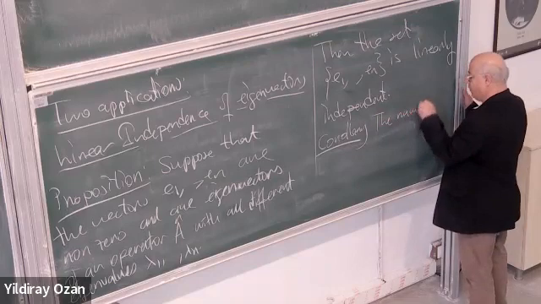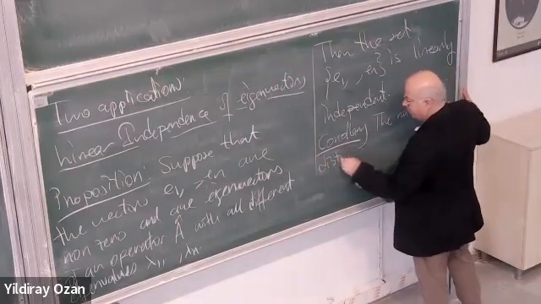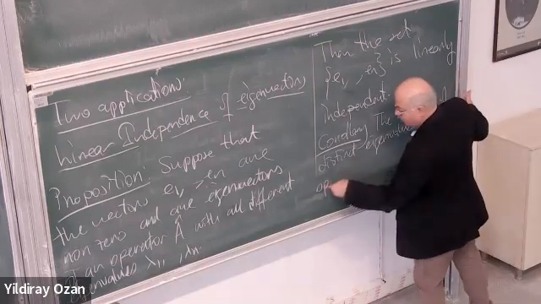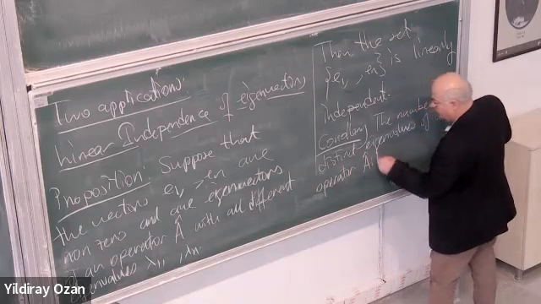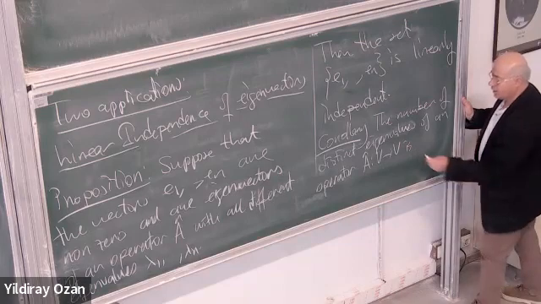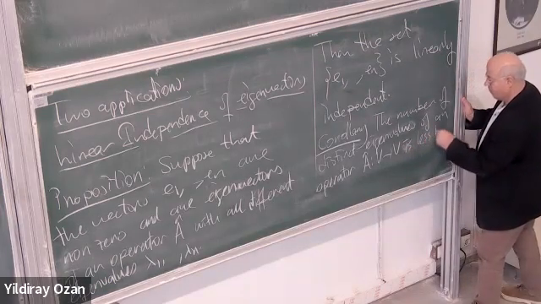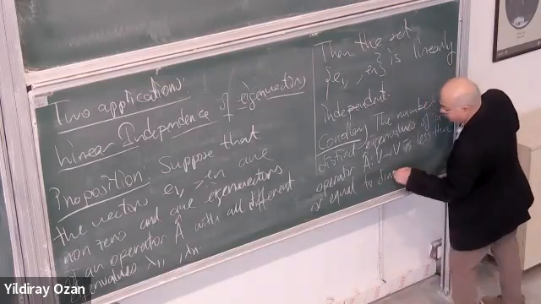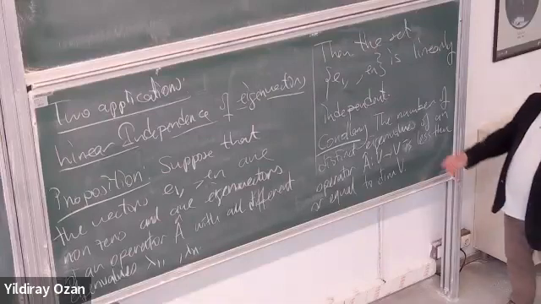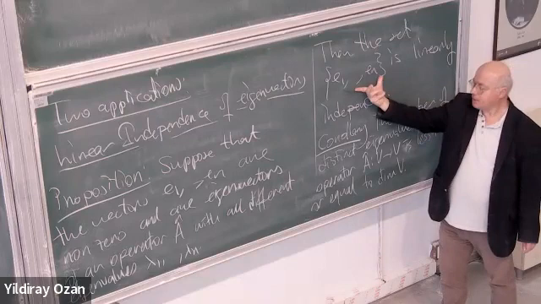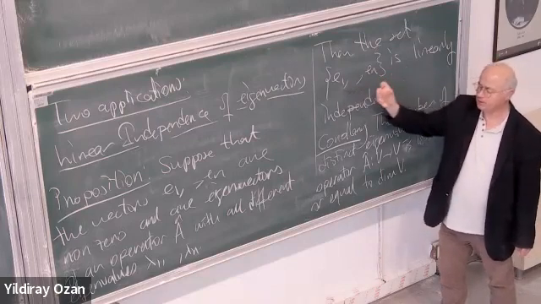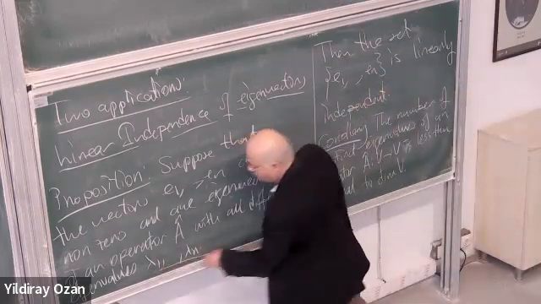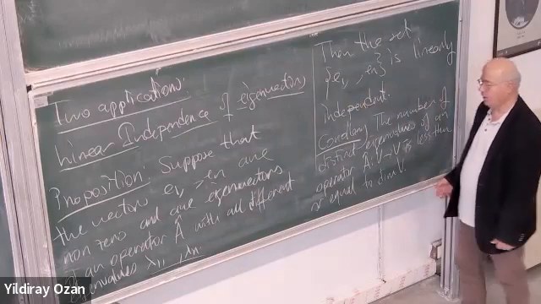Corollary: the number of distinct eigenvalues of an operator A from V to V is less than or equal to the dimension of V. Since this is linearly independent, the number of vectors here, which is n, is at most the dimension of the vector space, but this number is the same as the number of distinct eigenvalues here. Therefore, we have this corollary.